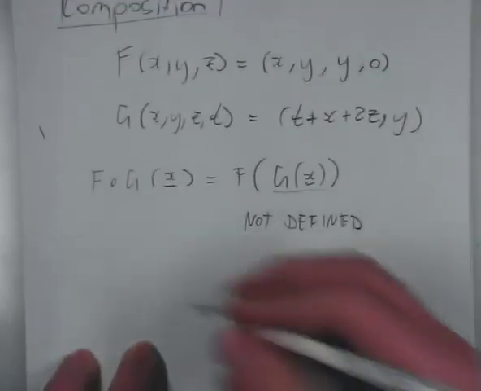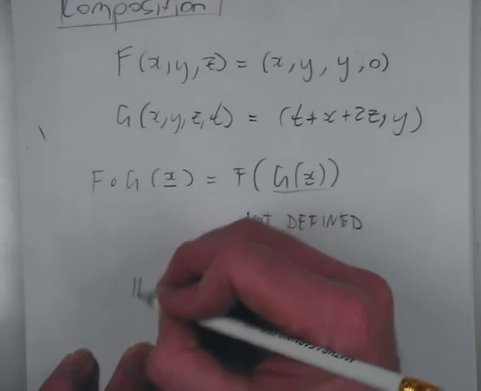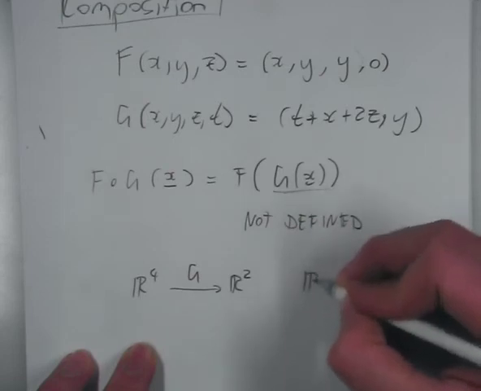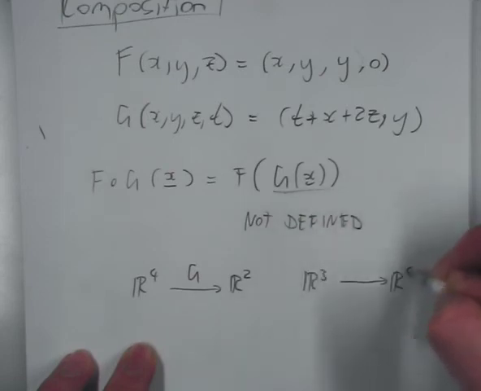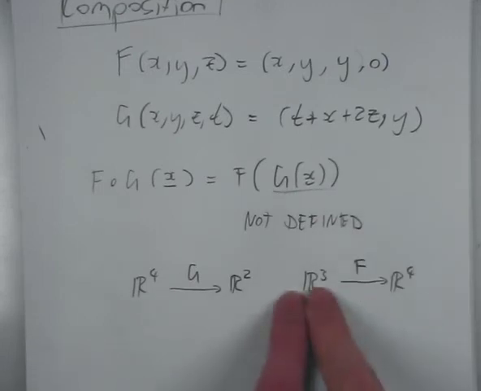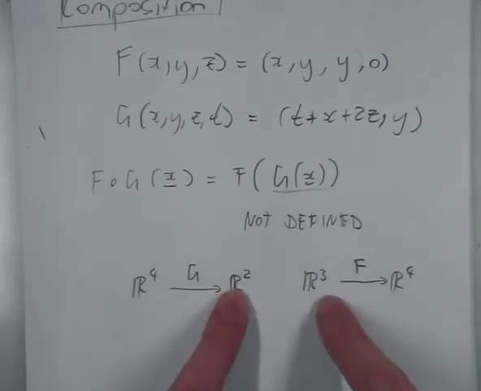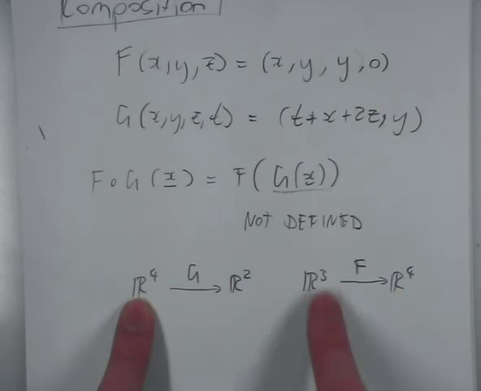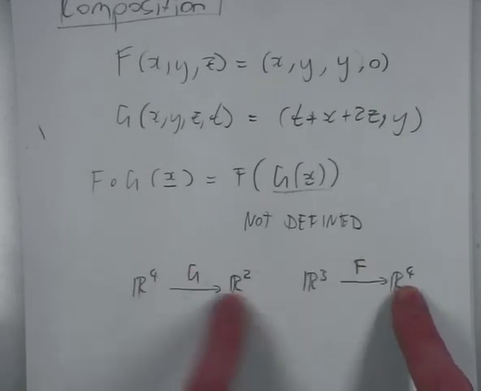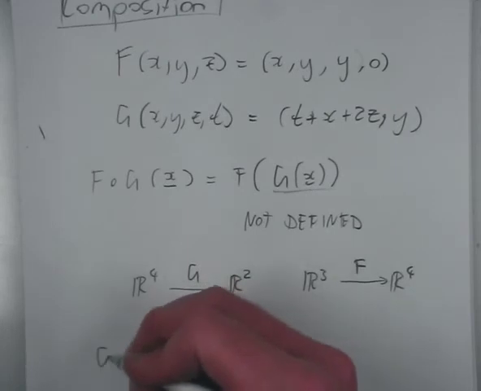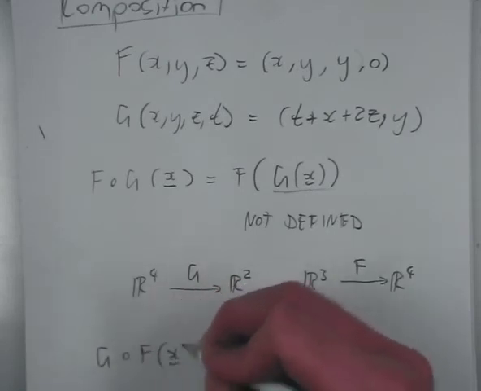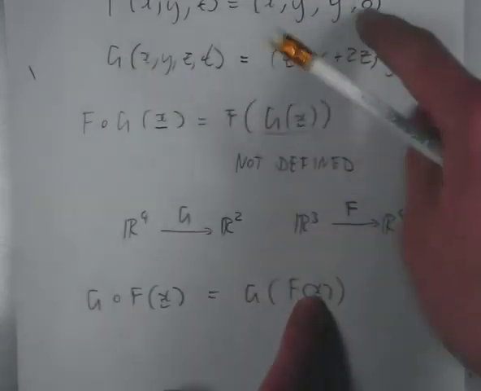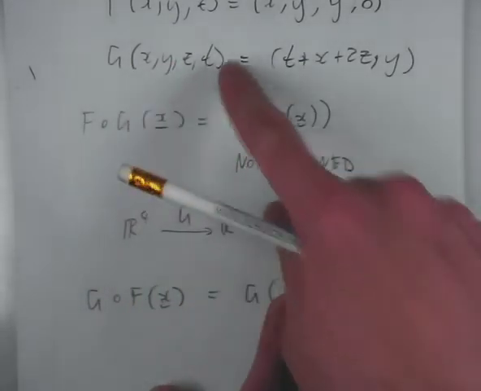And in terms of diagrams, we know that G starts in R4 and produces R2, and F starts in R3 and produces R4. And so since f starts in R3, we can't do G and then f, because it starts in a different place than that starts. But we can do f and then G, because f ends in R4 and G begins in R4. So G of f is defined because the answers from f are in R4 and the questions from G are also in R4.